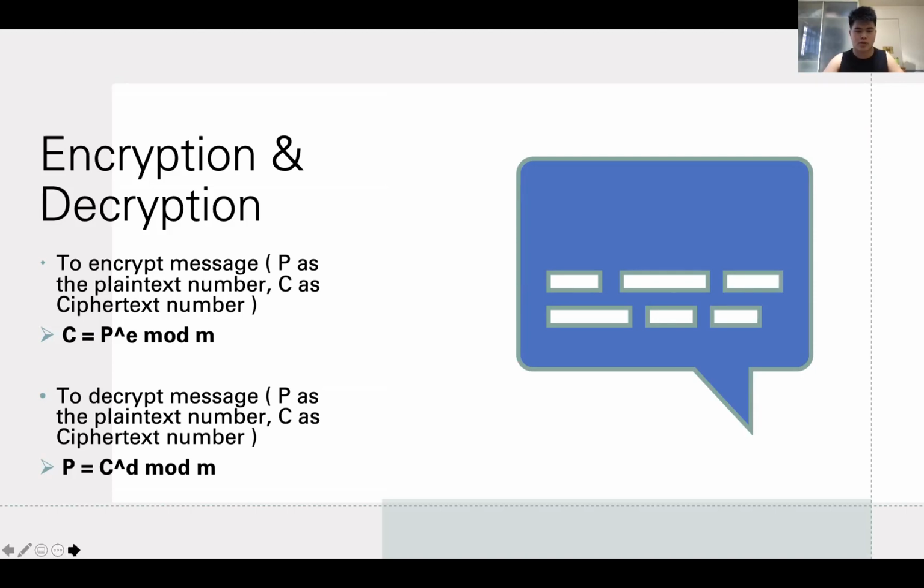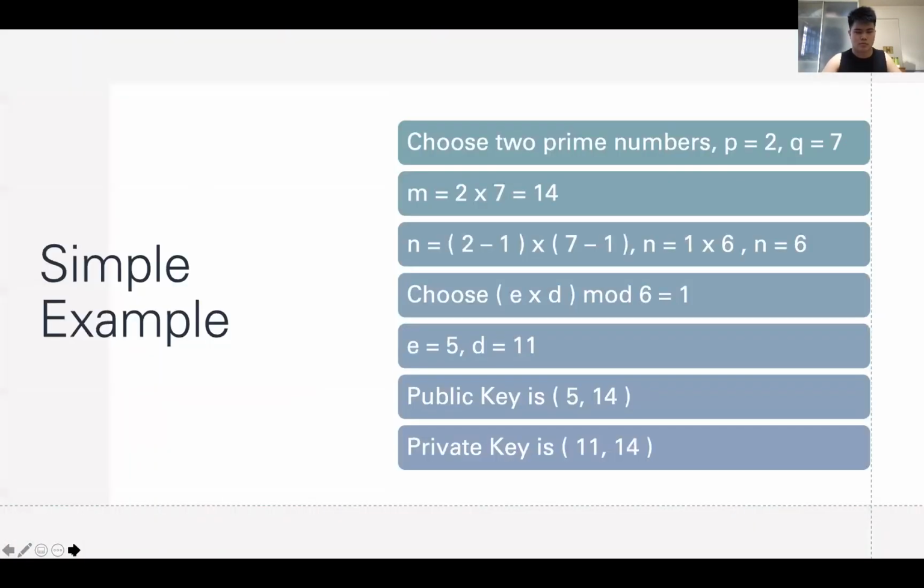Now, let's have an example. For the sake of an example, we'll be using smaller prime numbers, 2 and 7. That will mean our m will be 2 multiplied by 7, which gives us 14. And n being 1 multiplied by 6, giving us 6.